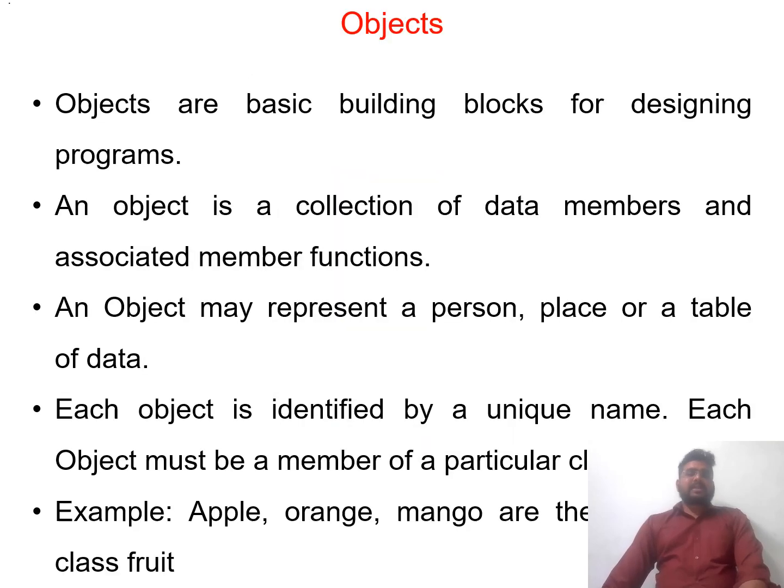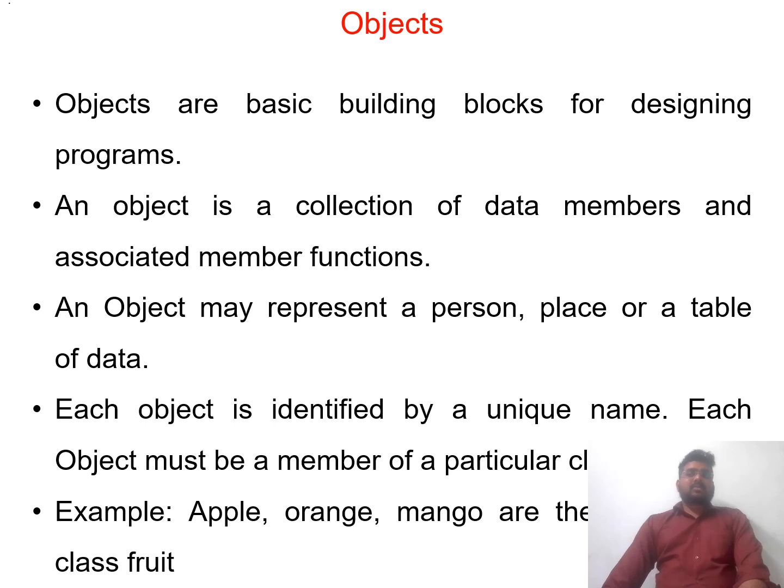Next we will discuss objects. Objects are the basic building blocks of designing programs. An object is a collection of data members associated with member functions. An object may represent a person, place, table, or data. An object is an identifiable entity with some characteristics and behavior. An object is an instance of a class.